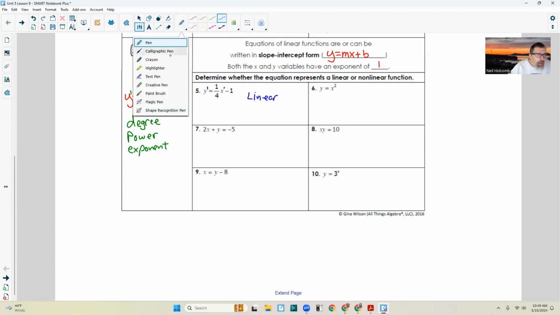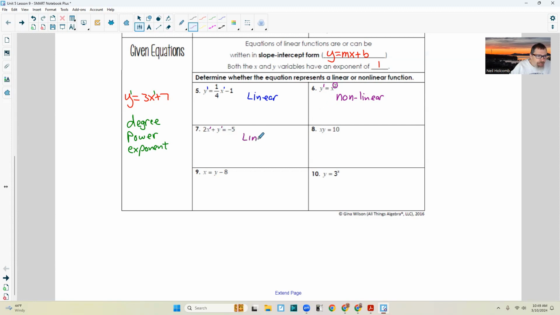Okay, in this one here, let me just use my pen rather than going back and forth. This is x squared. Y is to the first, but x is to the second power. So therefore, this is non-linear. Okay, it's as easy as this. If you see a number in a power for a y or an x, it is non-linear. So there's nothing here, so that's a one. There's nothing here, that's a one. So that is linear.